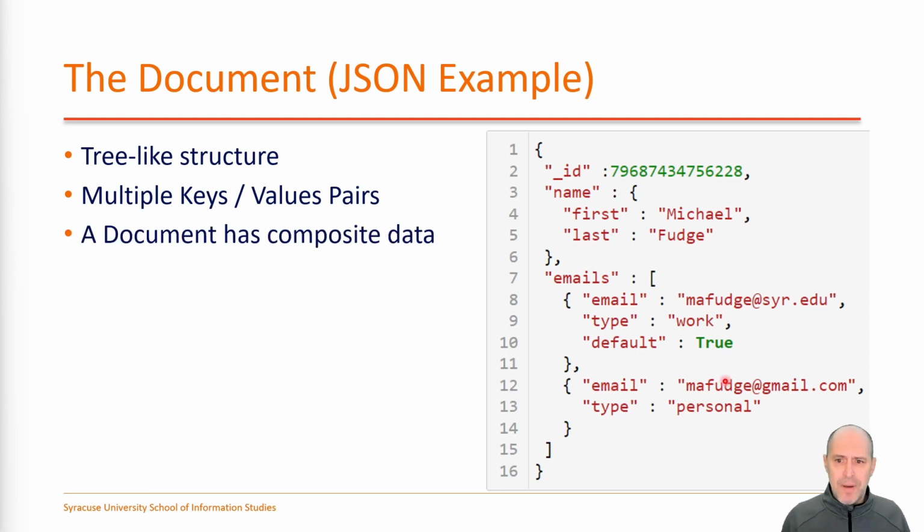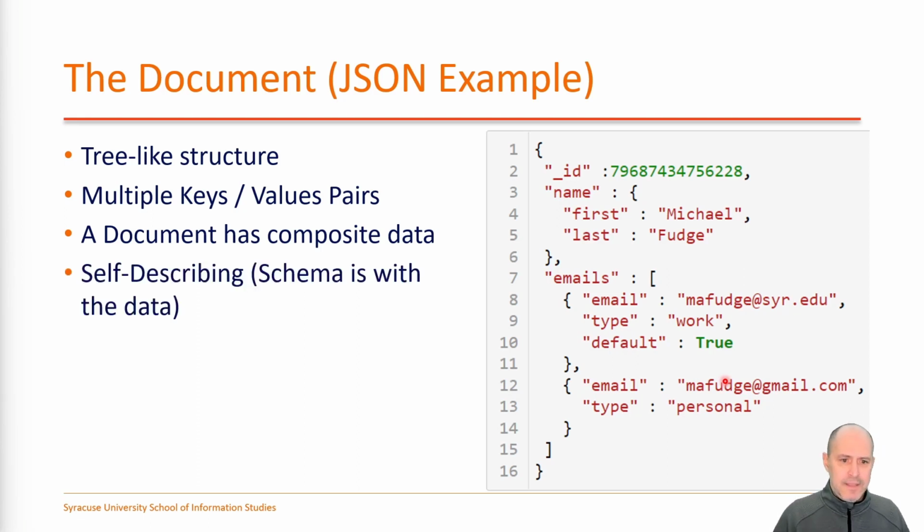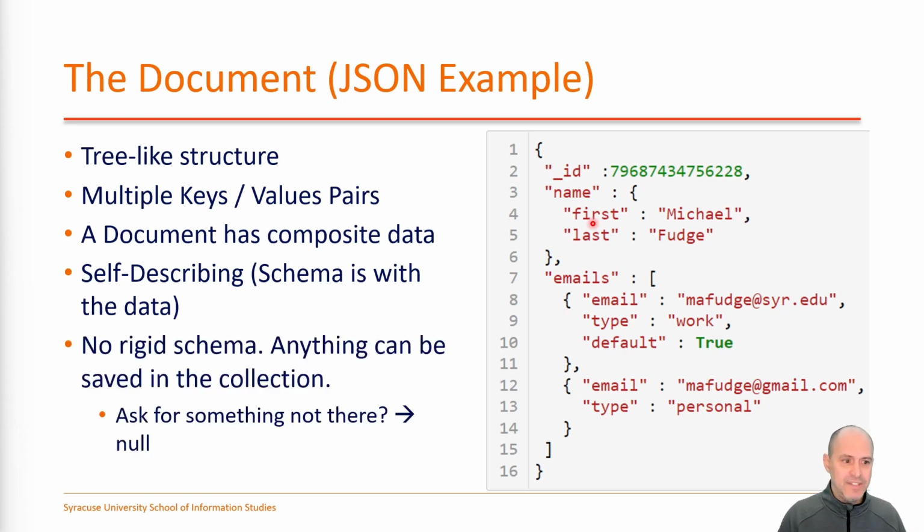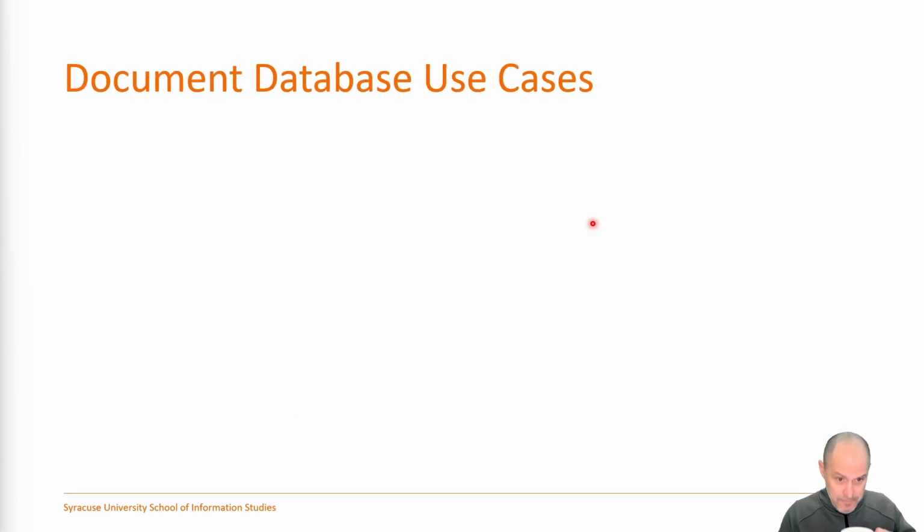Documents consist of composite data. They tend to be self-describing. You don't need to build or set a schema. You just put the data in there, and then when you ask for the data out, you request a field like name dot first. If it's there, great. If it's not there, you get null. Very similar to how the Hadoop world works. You ask for something and it's not there, you just get back null. There's no fixed or rigid schema here.